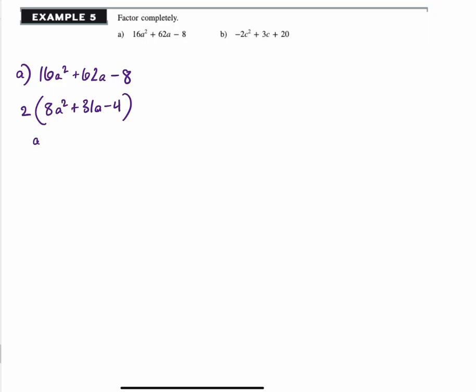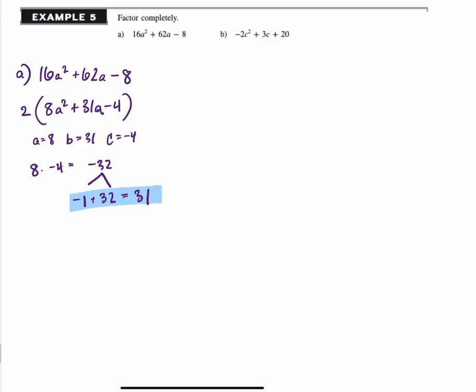So in here, our a term is 8, b is 31, and c is minus 4. So let's do 8 times negative 4 gives us negative 32. We want two factors that add up to positive 31. So let's do negative 1 and positive 32. They'll multiply to give us negative 32, and then when we add them together, we get 31. So those are our two numbers.